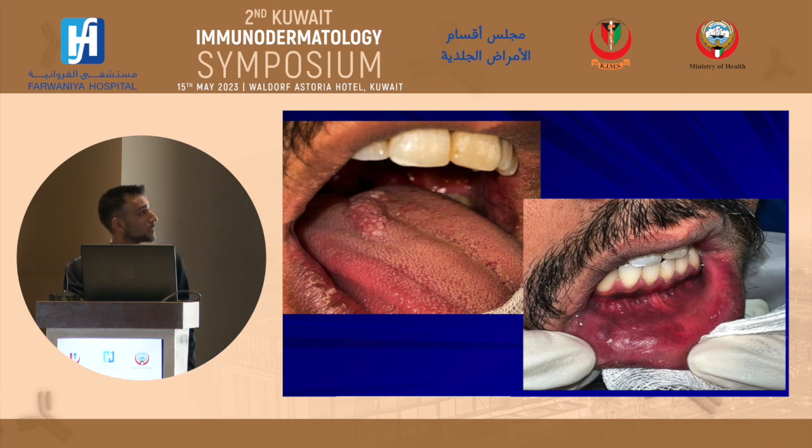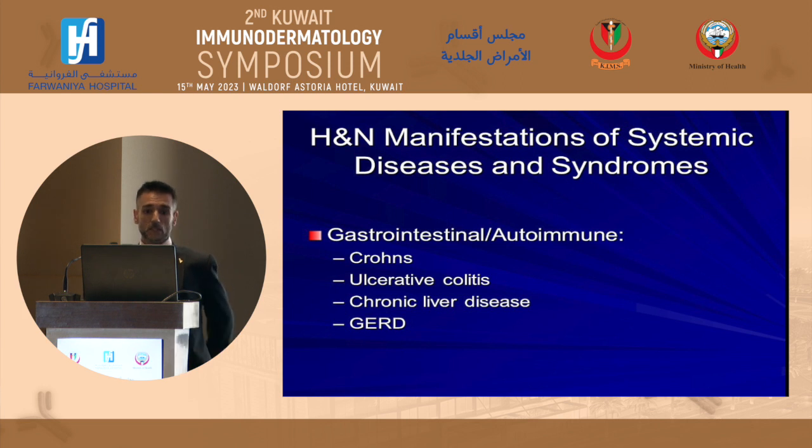Here, condyloma latum on the dorsal tongue. Gastrointestinal autoimmune manifestations in the oral cavity. We typically see Crohn's and ulcerative colitis manifesting in the oral cavity in the form of pyostomatitis vegetans.